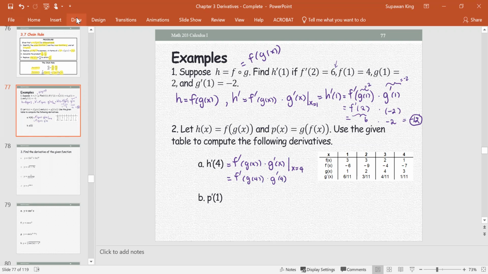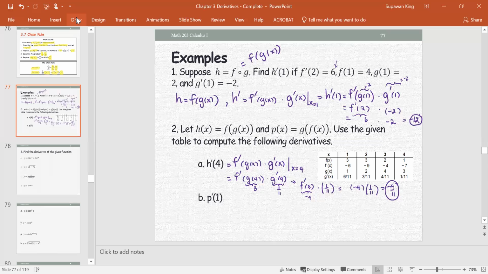From the table, g at 4 is the value 3, and g prime at 4 is 1 over 11. So the problem can be replaced with f prime at the input 3 multiplied by the g prime at 4 value, which is 1 over 11. Next, find f prime at 3 from the table. So f prime at 3 is negative 4. Therefore, h prime at 4 is negative 4 multiplied by 1 over 11, or negative 4 over 11.